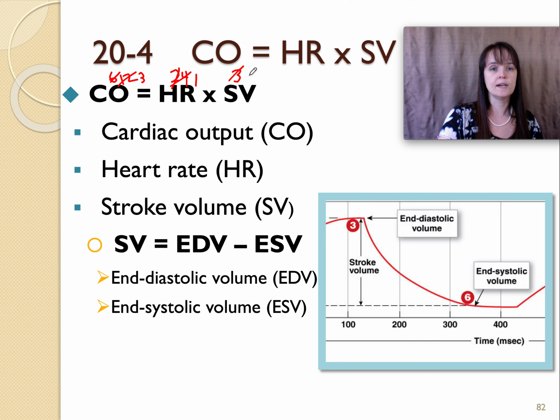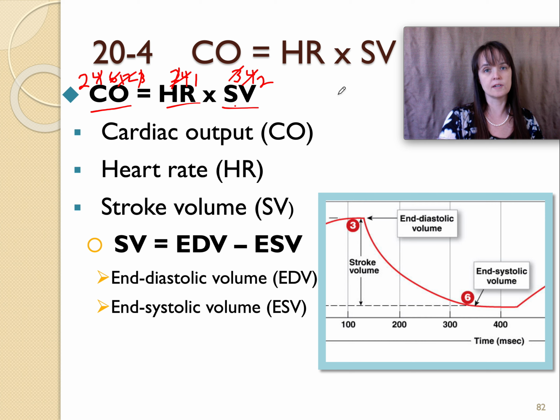What happens if you increase your stroke volume? Then you increase your cardiac output. What happens if you decrease your stroke volume? Then you decrease your cardiac output. So these are what we call directly proportional. When you increase the heart rate, you increase the cardiac output. Increase the stroke volume, you increase the cardiac output. Decrease the heart rate, decreases the cardiac output. Decreasing the stroke volume decreases the cardiac output.